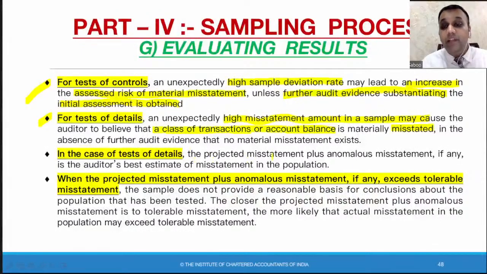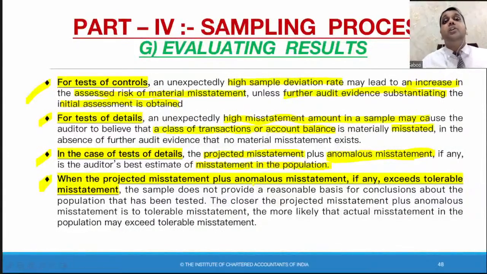In the case of test of details, the projected misstatement plus the misstatement kept aside for the time being, the anomalous misstatement, which was there in the sample but not found in the population, if any, is the auditor's best estimate of misstatement in the population. Projected misstatements from the sample results to the whole population plus anomalous misstatements would be my best evidence. They'll help me to estimate misstatements in the whole population.